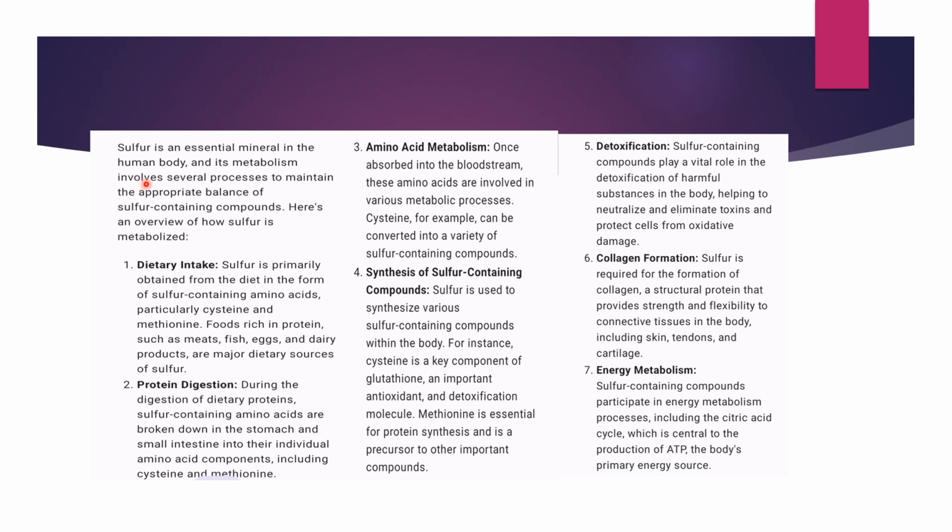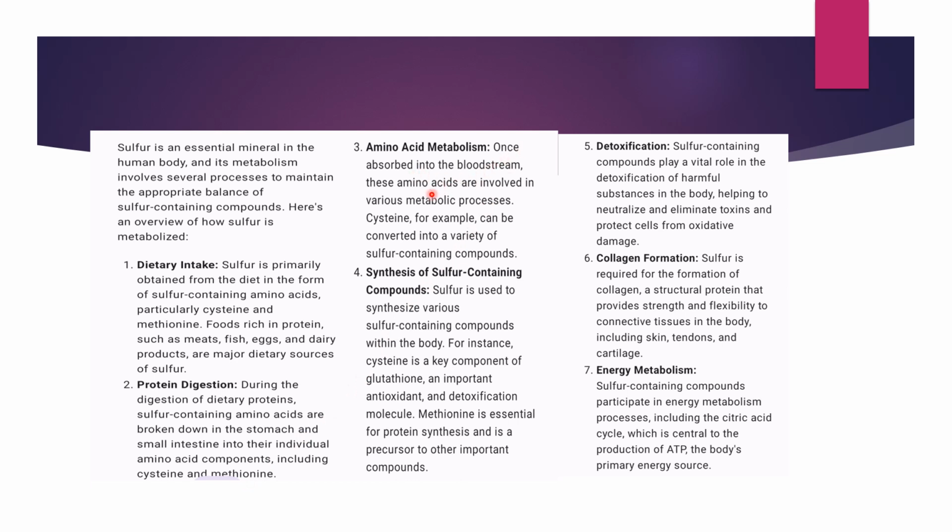If we talk about the metabolism, first of all it is dietary absorbed. Sulfur is primarily obtained from diet in the form of sulfur-containing amino acids like cysteine and methionine. Foods rich in proteins like meat, fish, eggs and dairy products are the major dietary sources of sulfur. During the digestion of dietary proteins, sulfur-containing amino acids are broken down in the stomach and small intestine into their individual amino acid components like methionine and cysteine.